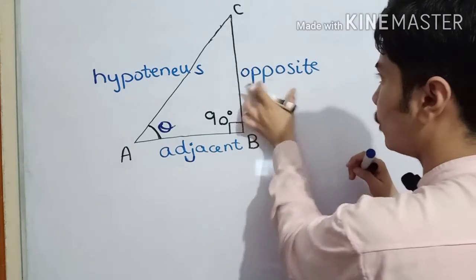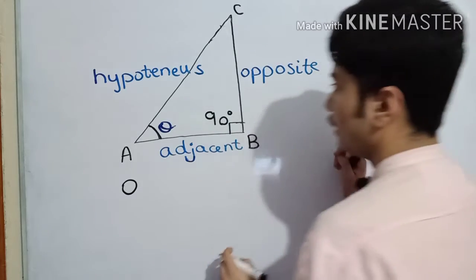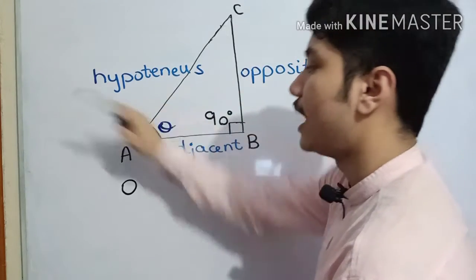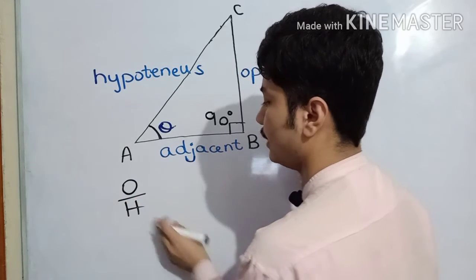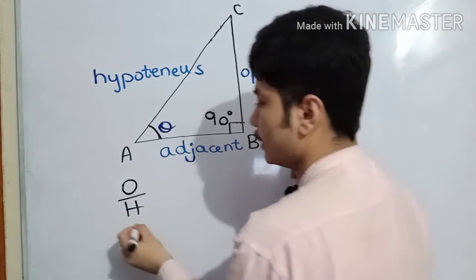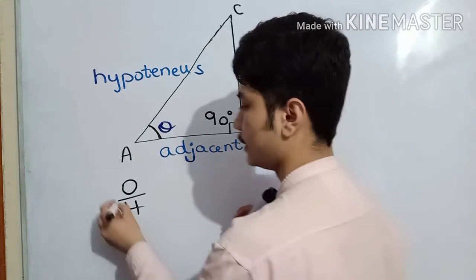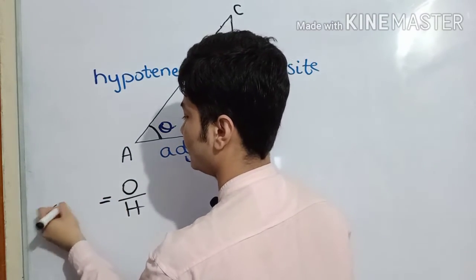Alright, this side is opposite and I will call it O. If I divide the opposite by the hypotenuse, which is denoted as H, when I divide opposite over hypotenuse, I will get a ratio called sine theta.